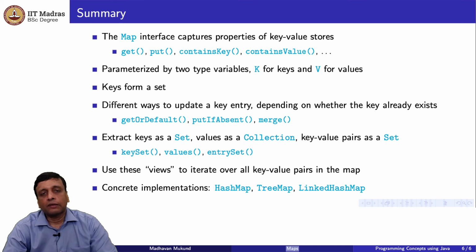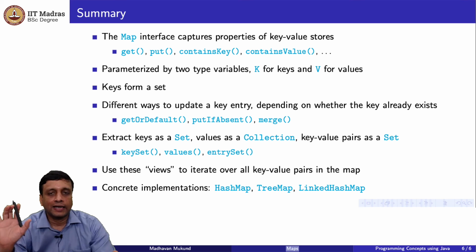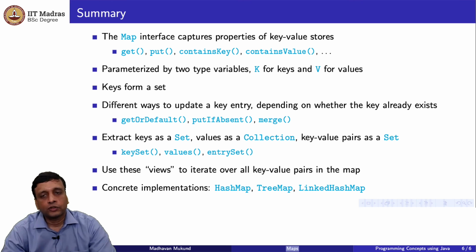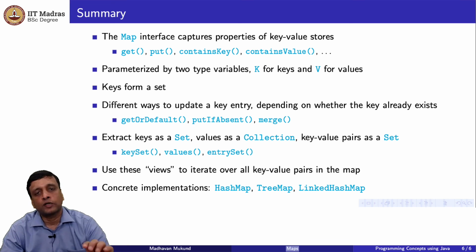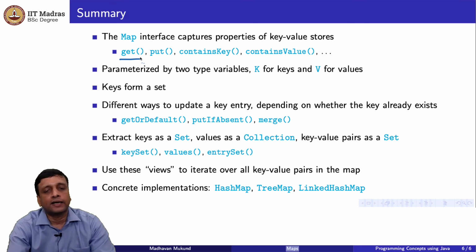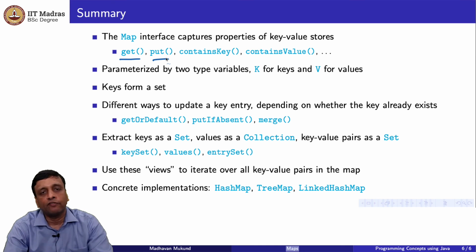So to summarize, we have two separate interfaces in Java. We have the collection interface which talks about things which are not key value stores, and we have the map interface which captures the properties of key value stores. The key value store requires us to associate a key with a value. So get will tell us the current value associated with the key, put will insert a new entry for a key, and contains key and contains value will tell us whether a given key is present or not and a given value is present or not.